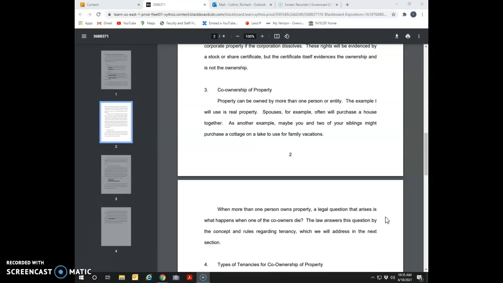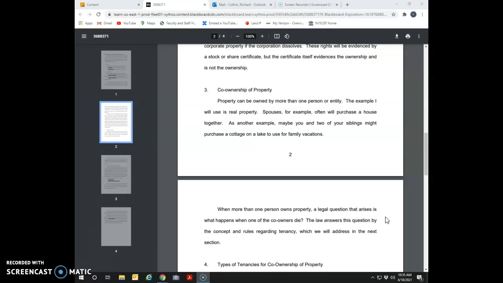Now, here's a significant question that needs an answer. And that is, when we have co-ownership, what happens when one of the owners dies? Again, when we have co-ownership, what happens when one of the owners dies? And a lawyer involved in doing these transactions, of course, has to think ahead, and she or he has to say to the folks who are going to be owning property together, what is their answer to this question.